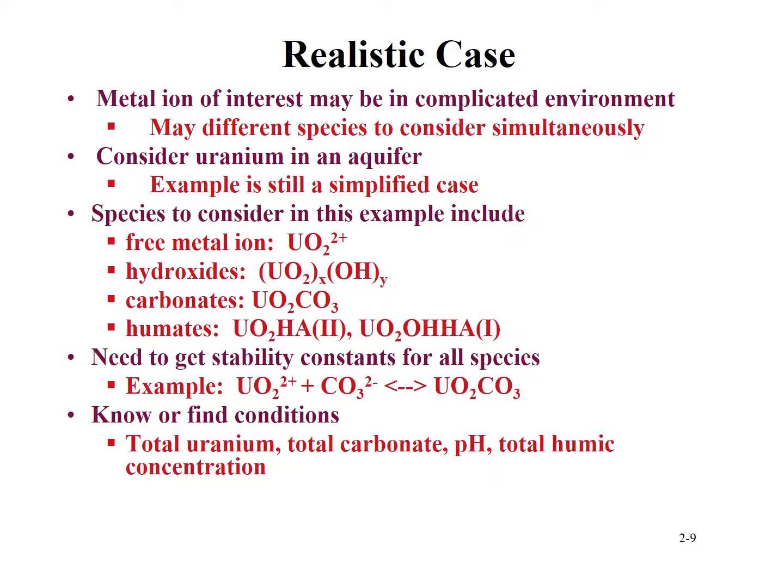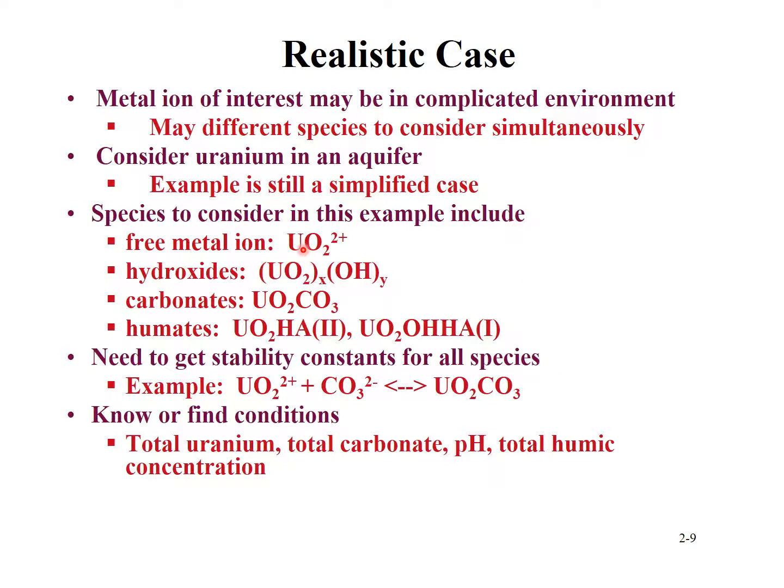In this more realistic case, the metal ion of interest may be in a complicated environment. There may be many different species to consider simultaneously. So as an example, consider the speciation of uranium in an aquifer. And even in this case, we're going to make it pretty simple on ourselves. What we're going to do is limit the species that we're interested in, that we're going to calculate for.